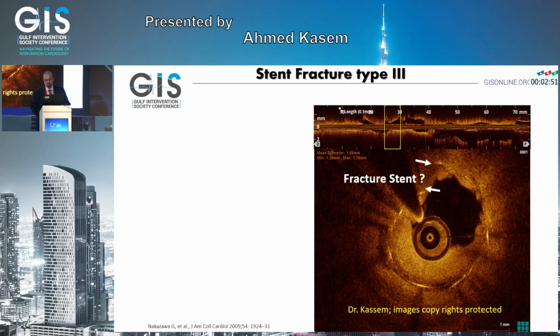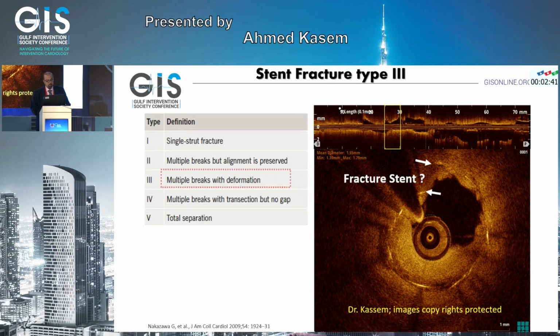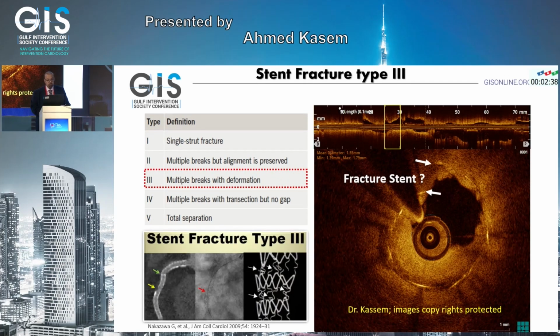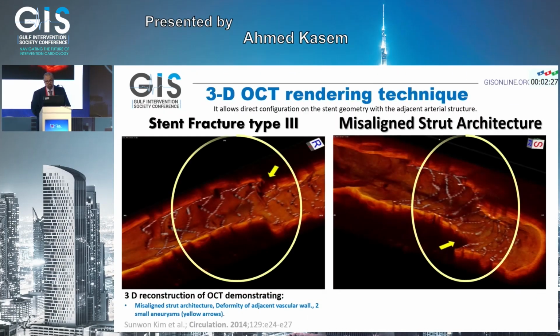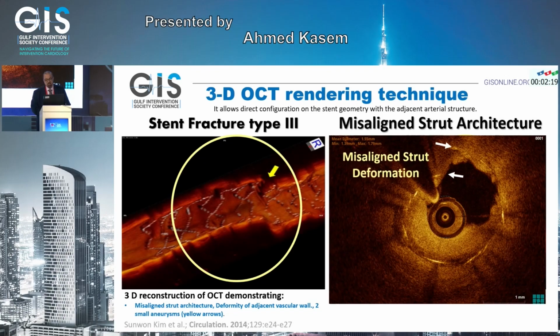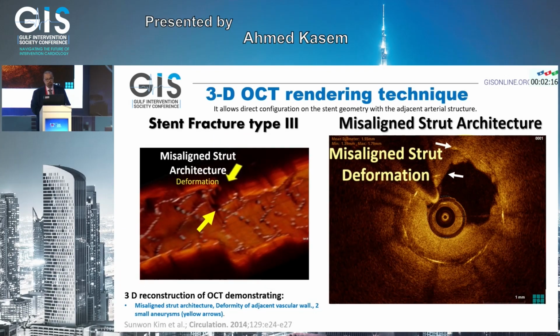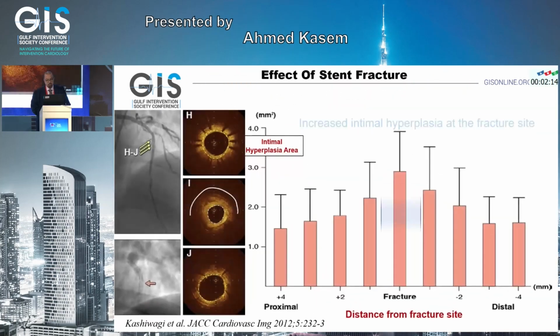There is a fracture of the stent in the distal part of the stent, the area of significant resistance and obstruction, where we faced difficulty crossing the stent and balloon. So this is what we call multiple breaks with deformation only, without transection, without gap, and without total separation. It is a class 3 stent fracture. And of course, the 3D reformats and rendering technique of the OCT clearly show this deformation and malalignment of the stent in this area.